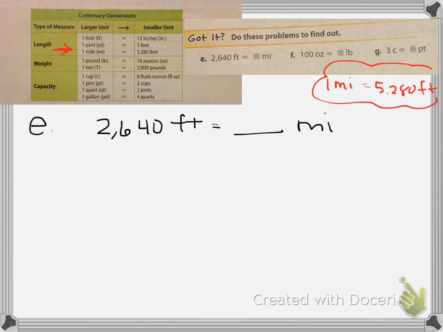Perfect. Now we start our problem. Let's go ahead and do that in purple. And we've got 2,640 feet on top times. So what does that mean? That means we have to have this 5,280 feet on the bottom.